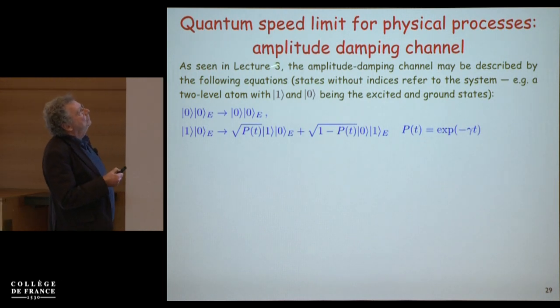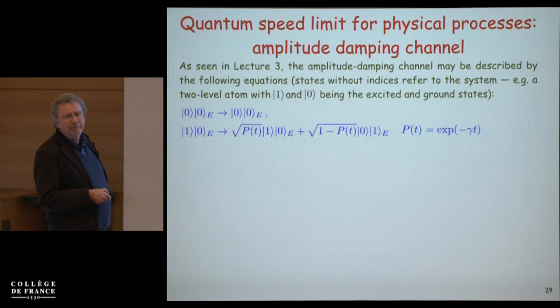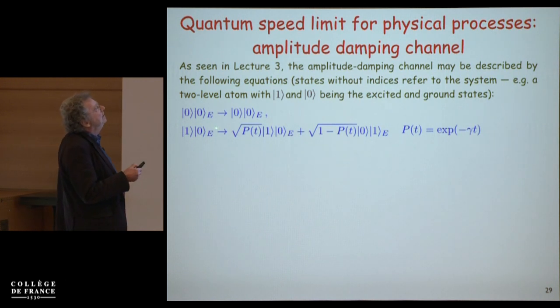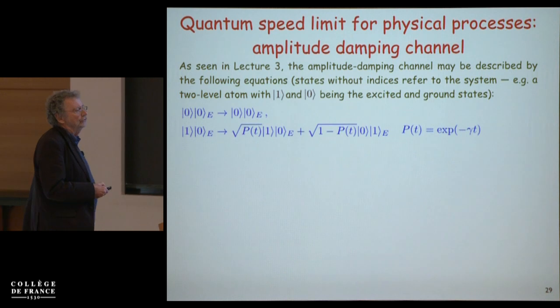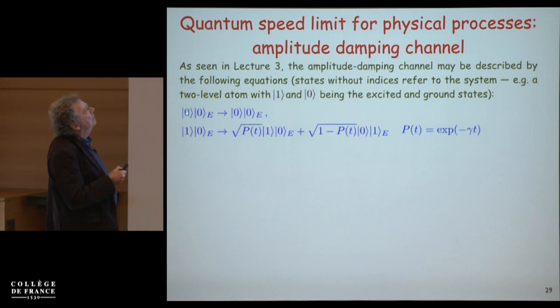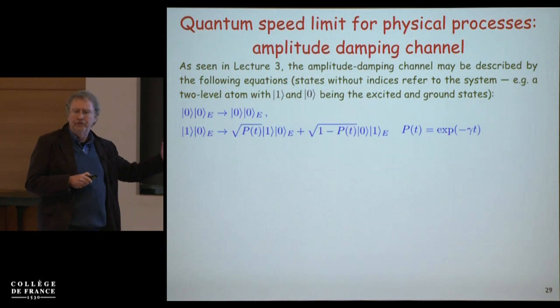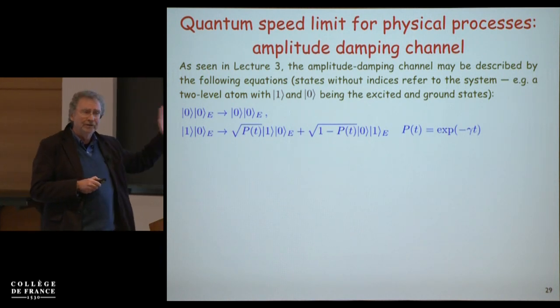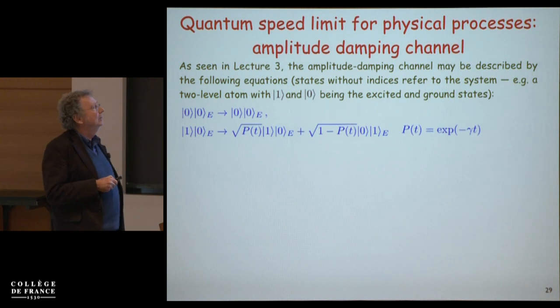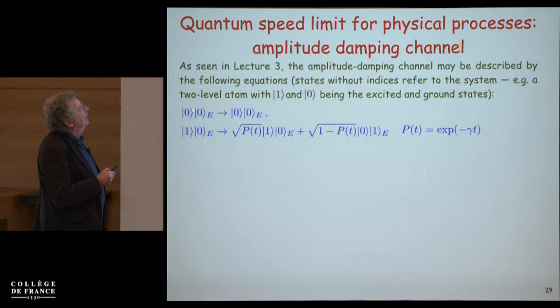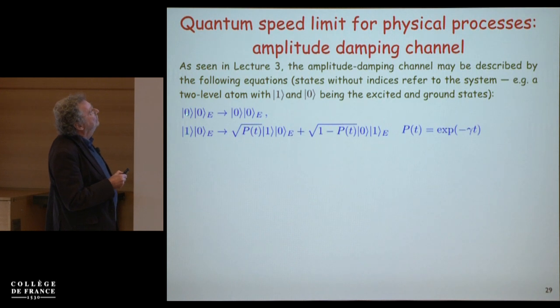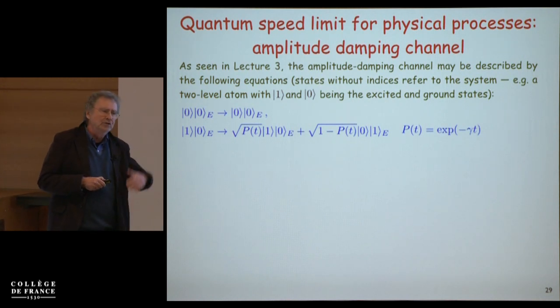So, in lecture 3, I mentioned to you the amplitude damping channel. And it may be described by these following equations here. You can think of the system as a two-level atom. I'm writing the index E for the environment, but I'm not writing the index S for the system because I find that that's very well determined here, okay? So I'm trying to simplify the notation. Now, so 0 and 1, you can think about the ground state and the excited state of a two-level atom interacting with the continuum of the electromagnetic field, if you want.